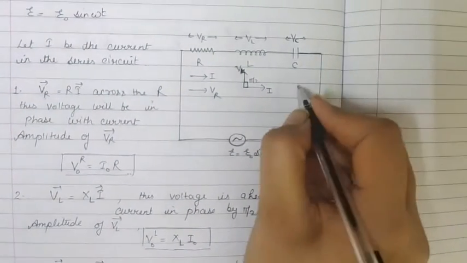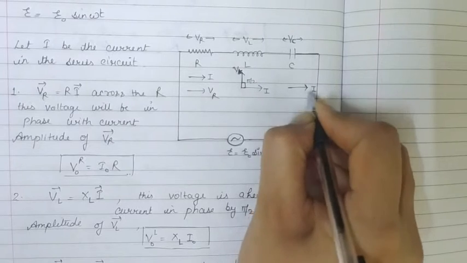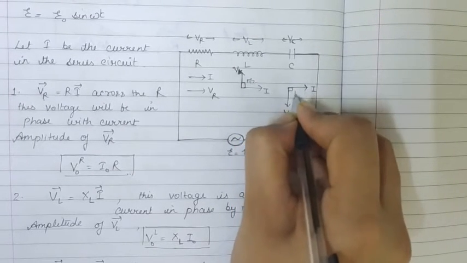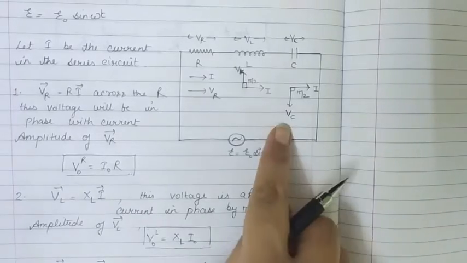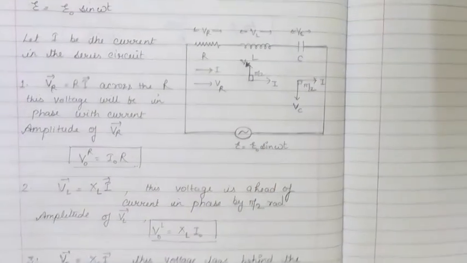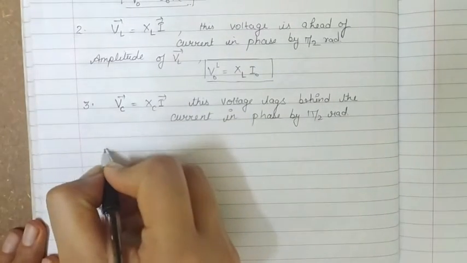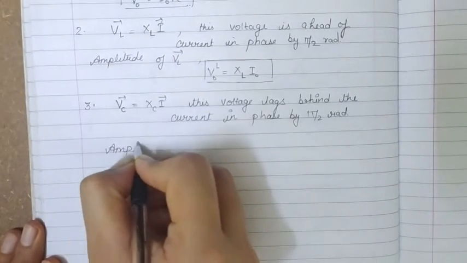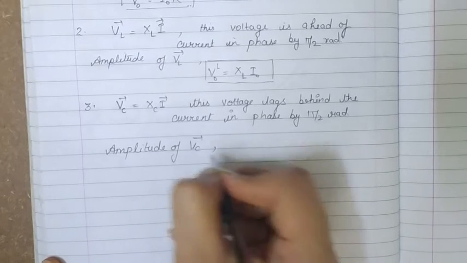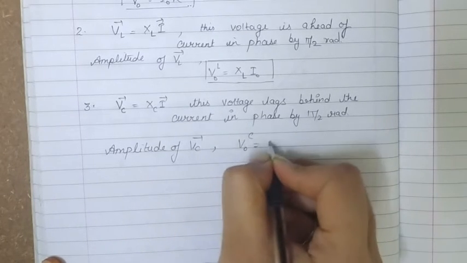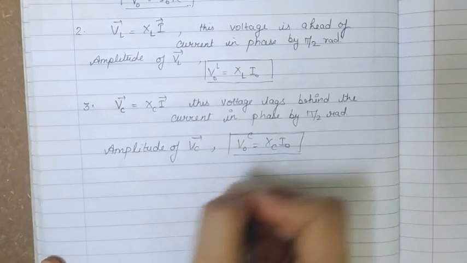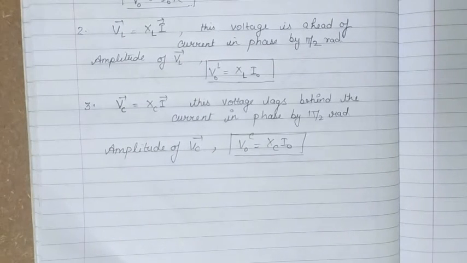So we can plot it like this: if this is the direction of current, then voltage is pi by 2 lagging. This voltage is VC, this angle is pi by 2, and voltage is lagging the current by pi by 2 radians. Now come to its peak value or the amplitude. Amplitude for this voltage VC vector is V naught C is equal to XC I naught.